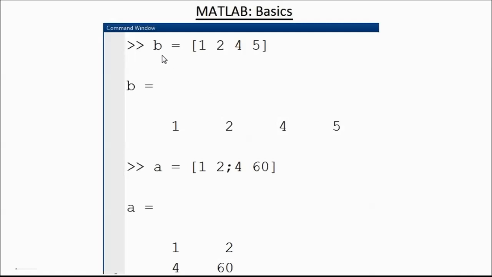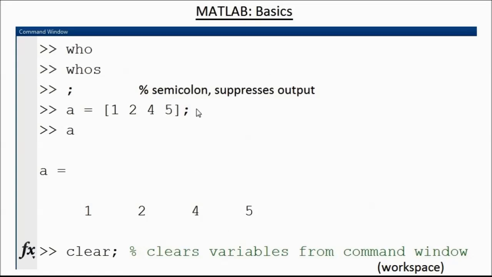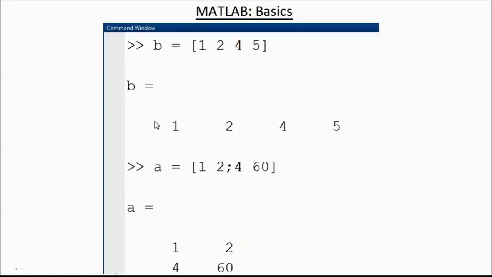Another variable called B, another array, is being defined here. Here I have not used the semicolon, so the variable definition itself has printed the output onto the command window. If I was using the semicolon, nothing was printed, the output was suppressed. If I'm not using the semicolon, the output is printed to the command window.